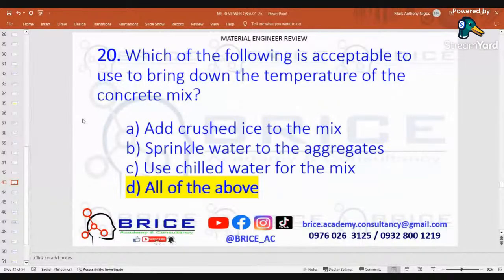Which of the following is acceptable to use to bring down the temperature of the concrete mix? The answer is all of the above, lahat yan pwede. Yung A, B, C. Add crushed ice to the mix, sprinkle water to the aggregates, and use chilled water for the mix.